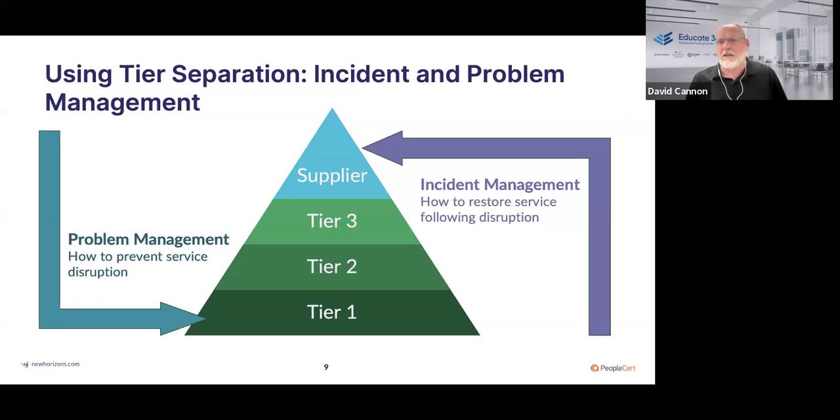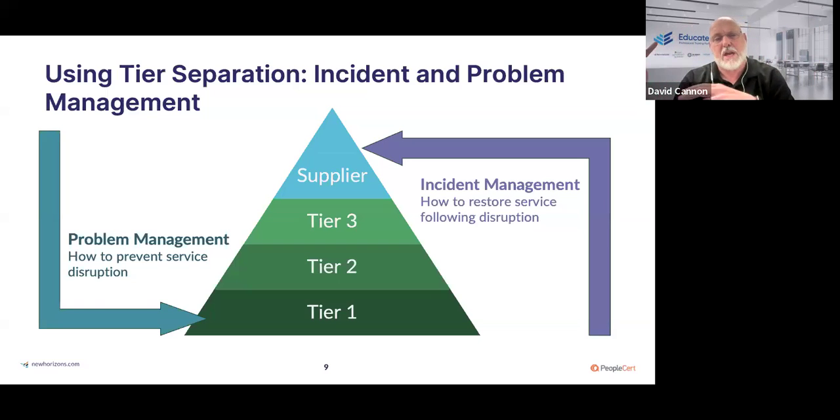Root cause analysis is part of incident management. If you can't determine what the root cause is, you can't fix the incident. So that just doesn't work. That whole separation between incident and problem management just doesn't work. However, the focus is different.